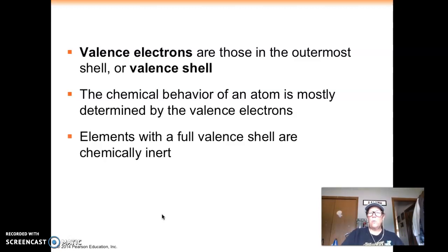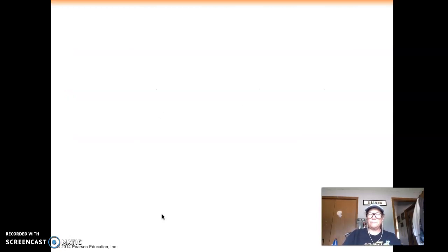Okay. So they want to have 8, except for hydrogen and helium. They only need 2. But all the rest of the elements, they need 8. 8 is the magic number. So they look for 8 valence electrons, and once they have 8, then they're chemically inert. In other words, they're not going to react anymore.